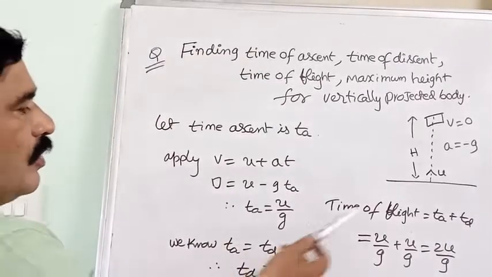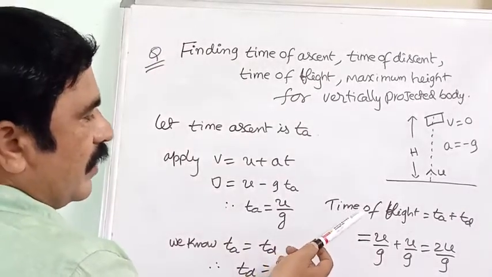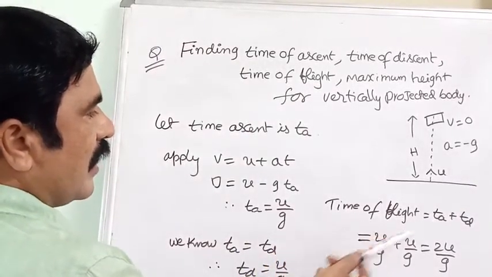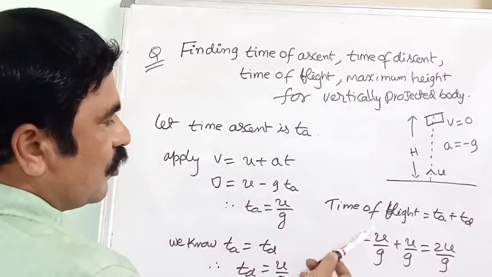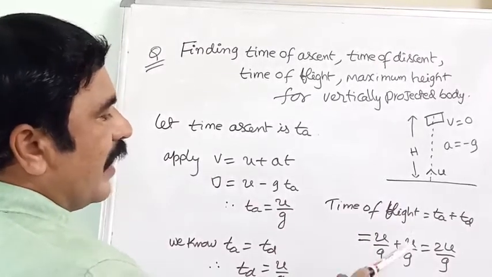Add both, you will get time of flight. Time of flight is nothing but ta plus td. Then u by g plus u by g, it is 2u by g.